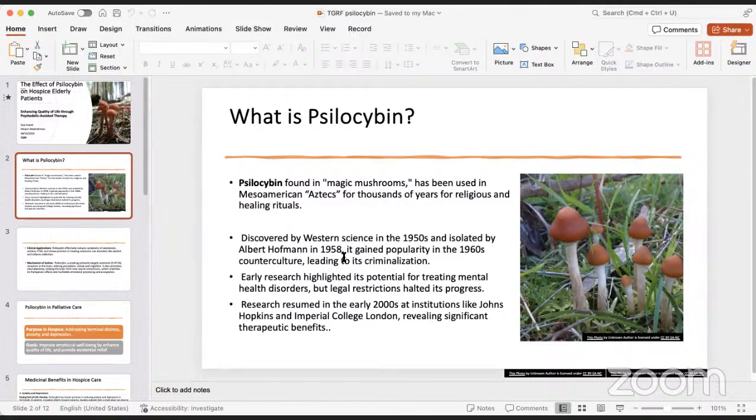He experienced an altered level of consciousness, and it gained a lot of popularity in the 60s counterculture, leading to its criminalization during the war on drugs by President Reagan, which affected further research on psilocybin. Early research highlighted its potential for treating mental health disorders, but legal restrictions, as I mentioned before, halted its progress. Research fortunately resumed in the early 2000s at institutions like Johns Hopkins and Imperial College London, revealing significant therapeutic benefits.